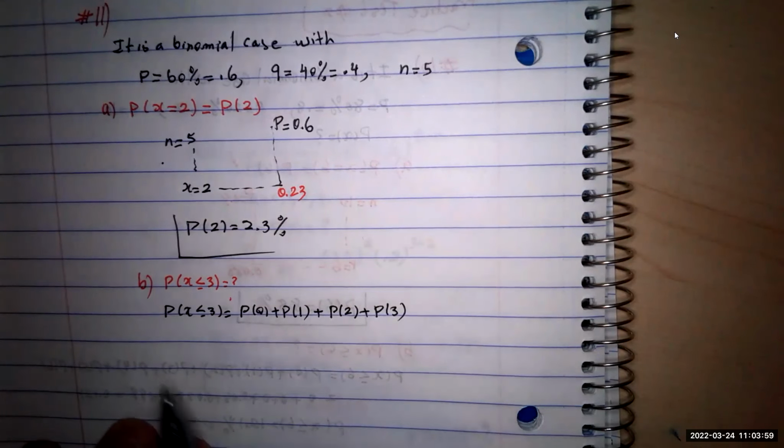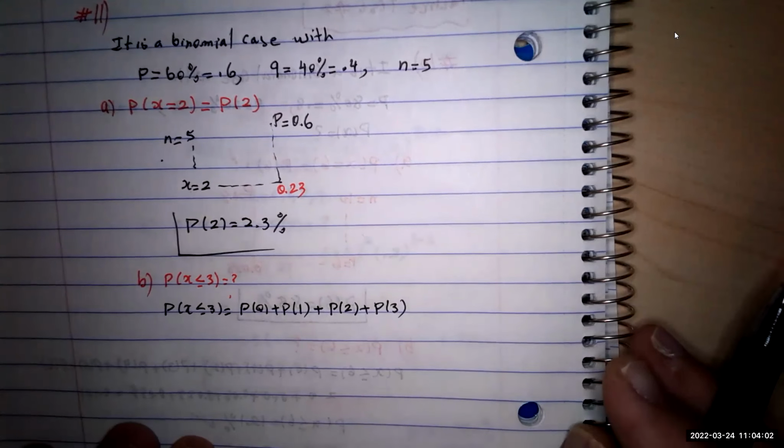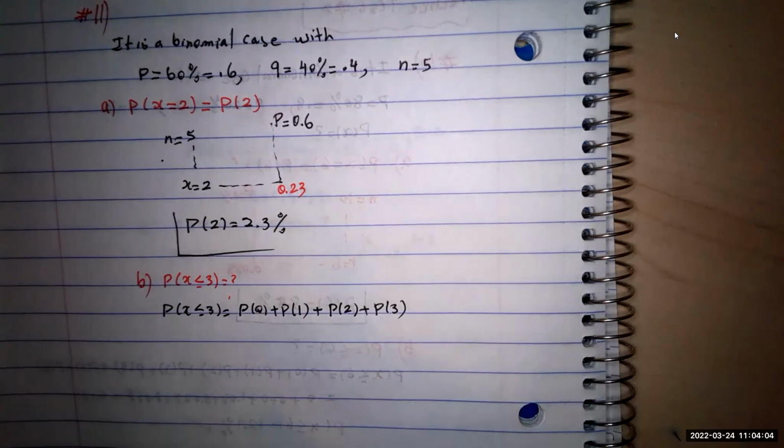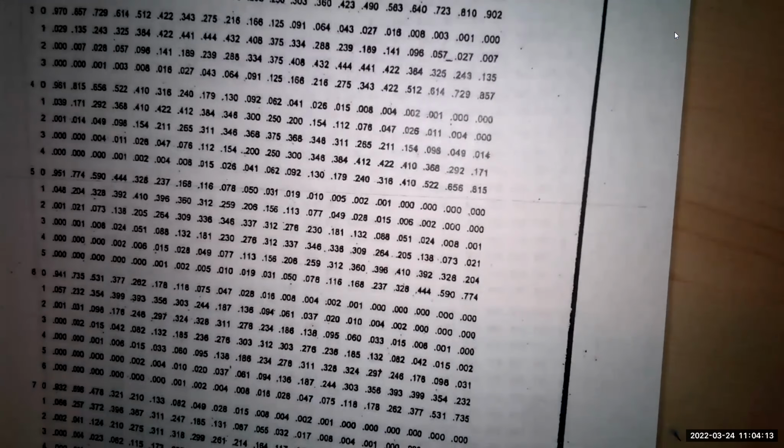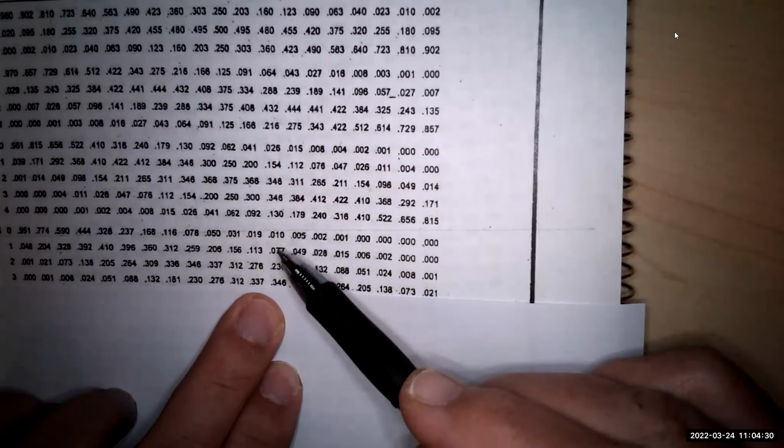Just go back to your table and you identify these numbers right away. Going to the one that we designed, just pick these numbers: n equal to 5, then we want 0 up to 3 for the 60%. You have 4 numbers. You can add these numbers with your calculator right away. It's going to be 0.01, 0.077, 0.230, and so just write it down.